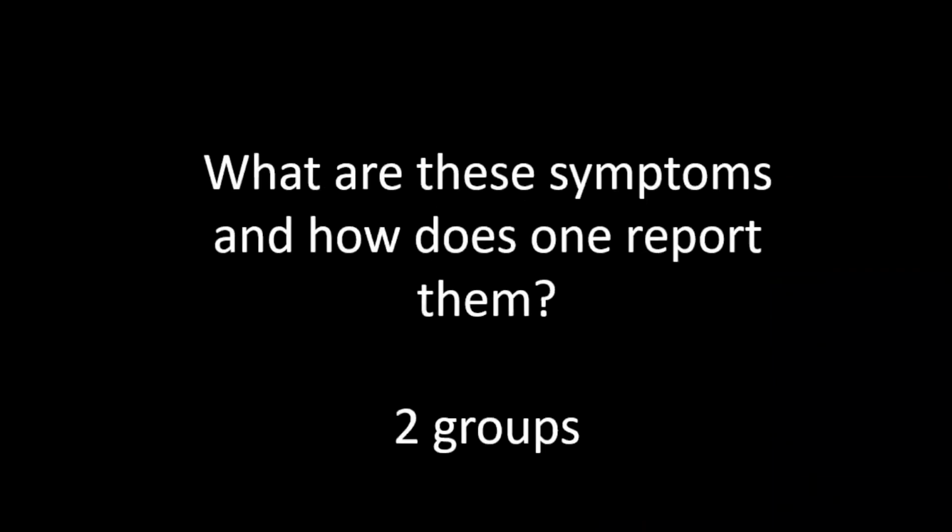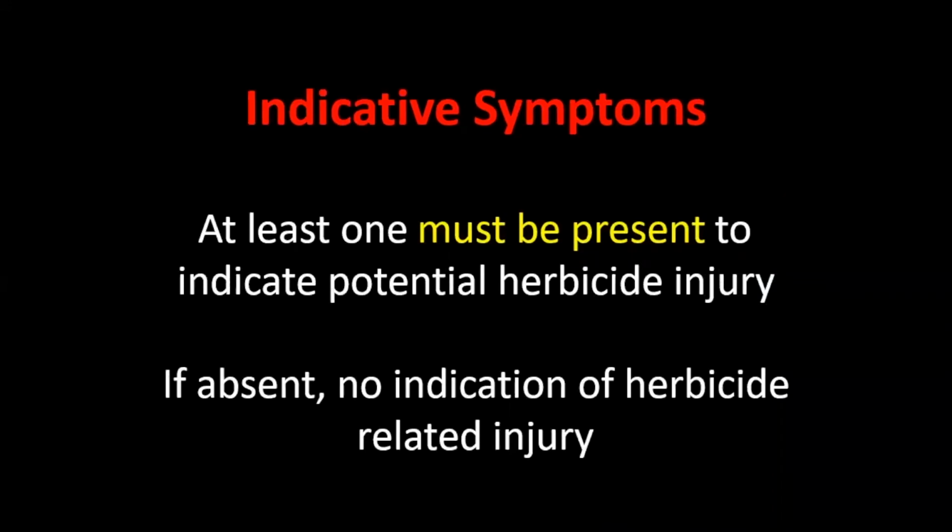Okay, well, what are these symptoms and how does one report them? Basically, we need to understand that we have 2 different kinds or groups of symptoms that we're going to be discussing, 2 general types. The first we call indicative symptoms, and this is just a definition: at least one indicative symptom must be present to indicate the potential for herbicide injury. And if we cannot find any of these indicative symptoms present in the foliage that we're examining, if they're absent, then there is no indication of herbicide-related injury. Okay, so that's an indicative symptom.